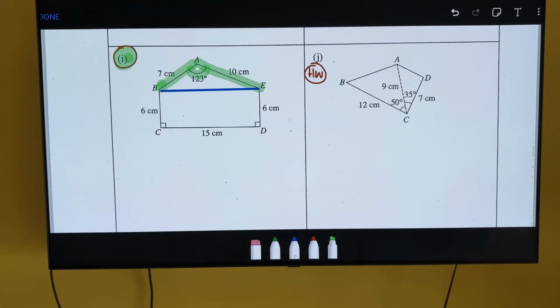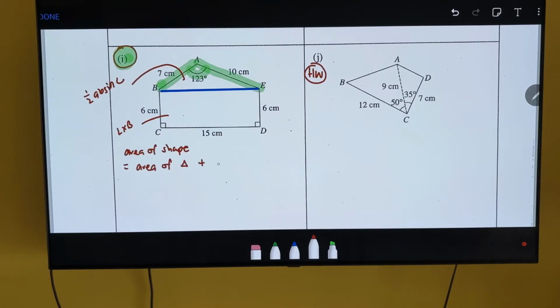So, are we able to find the area of the triangle? Yes, we use half AB sine C. And the area of the rectangle, that will be length times breadth. So this topic essentially requires us to remember the formula of different types of 2D shapes. I'm going to break this down into area of triangle plus the area of a rectangle.